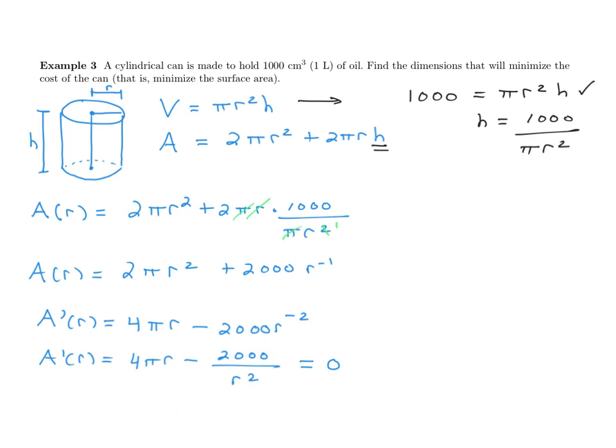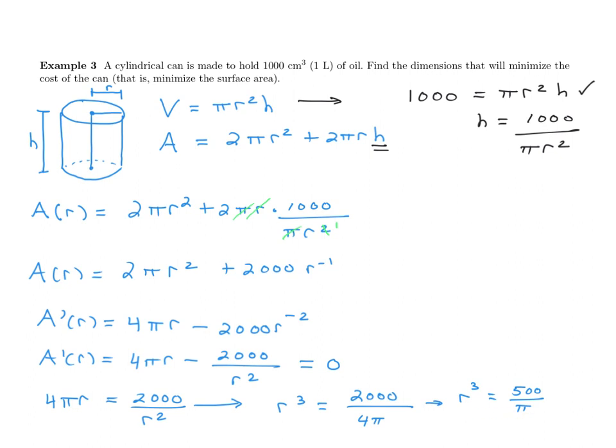I'm going to add this to the other side of the equation. I get 4 pi r is equal to 2,000 over r squared. I will multiply r squared to this side and divide 4 pi here. So I'll put that work here. r cubed is equal to 2,000 divided by 4 pi. 4 goes into 2,000 500 times. So r cubed is equal to 500 over pi.